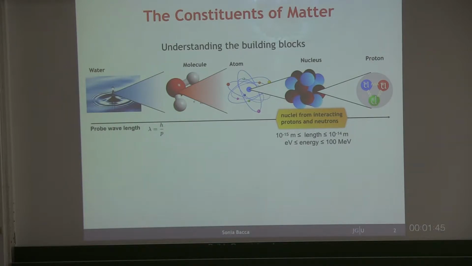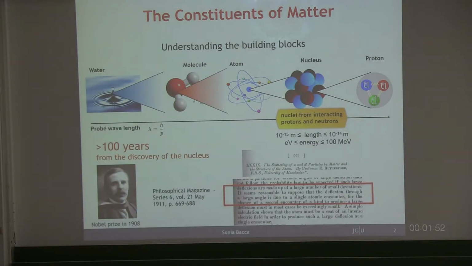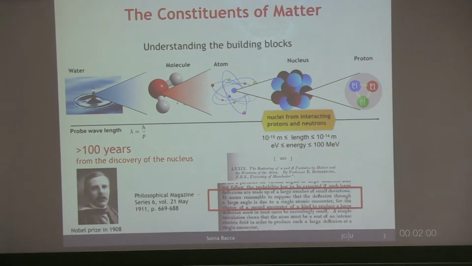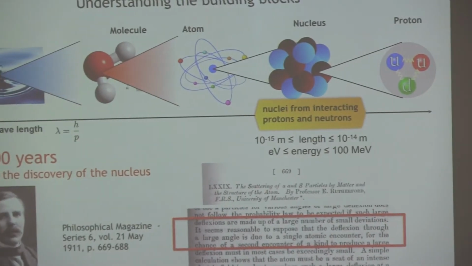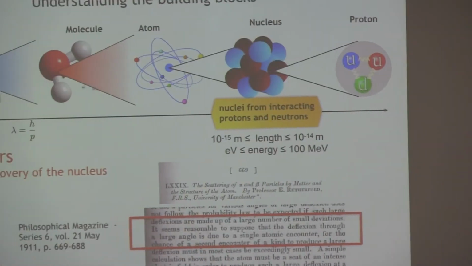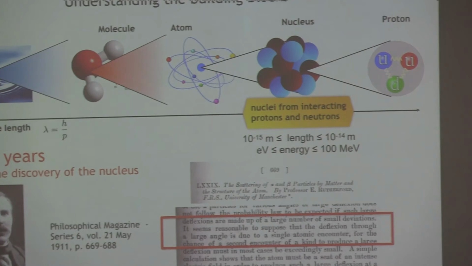So nuclear physics per se is quite an old science. It's more than 100 years old, because I think what sets the birth of nuclear physics is the famous experiment of Rutherford. He was doing a scattering experiment with alpha particles, which are helium-4 nuclei, so just made of 2 protons and 2 neutrons. And he was shooting them at a very thin gold foil.